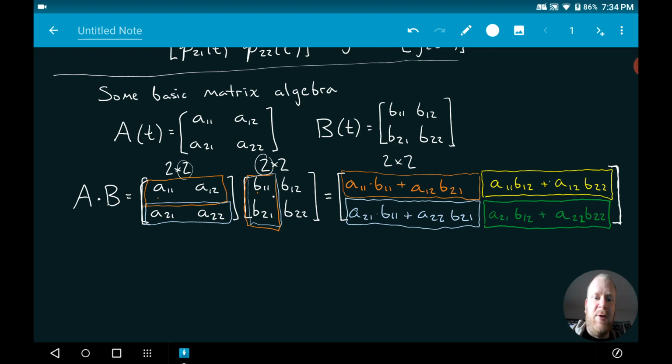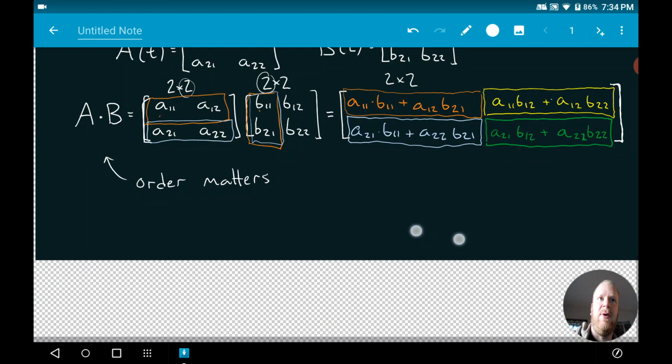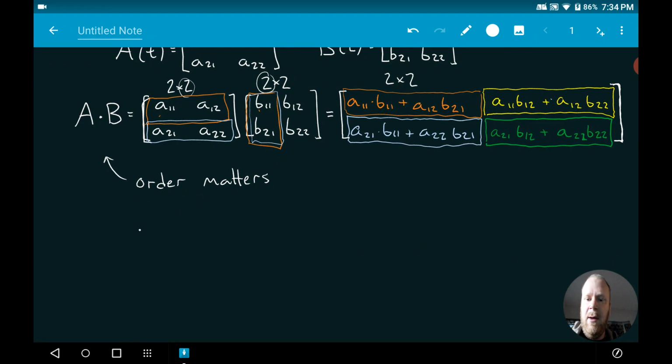Taking the row from the first one and the column from the second one, that'll give me a 2 by 2 matrix. One other note on this, I will say that order matters. All right, so A times B is not going to be the same as B times A, so we do need to think about that.